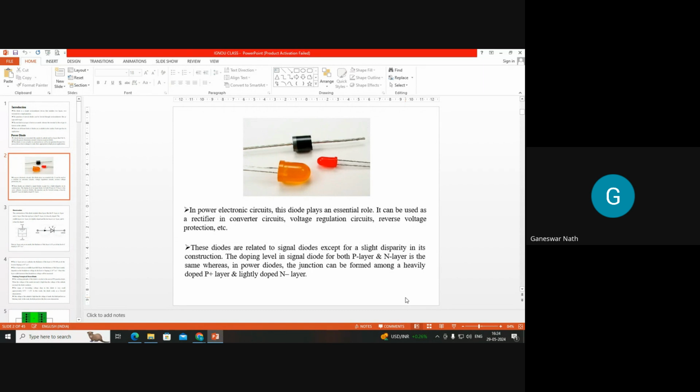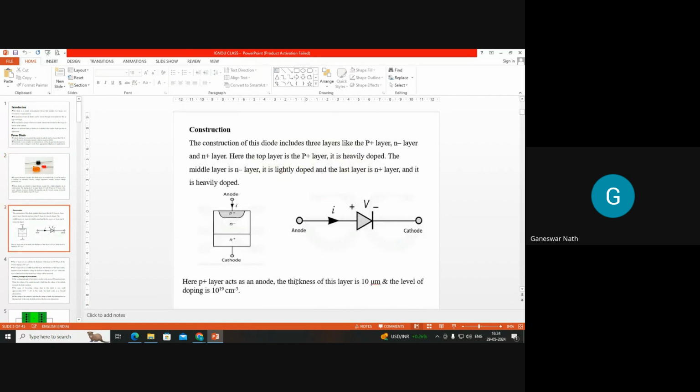If you go to the construction, this is the symbol of a power diode, with the arrow mark. This is the P type and this is N. I am writing P plus because it is heavily doped with impurity, and this is lightly doped. The construction of this diode includes three layers: a P plus layer, an N minus layer, and an N plus layer. You can see this is P plus, this is N minus, and this is N plus.